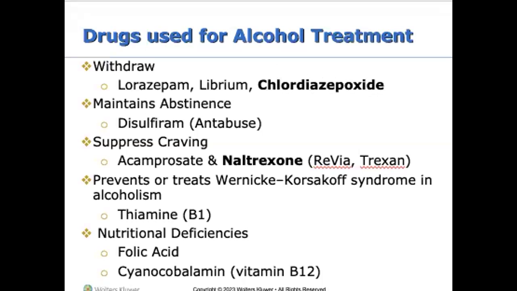Additional treatments that we need to note for alcoholism, for those that are having some nutritional deficiencies, we're going to be looking at folic acid and vitamin B12. And then if they develop Wernicke's-Korsakoff syndrome, the treatment is going to be thiamine, which is vitamin B1.